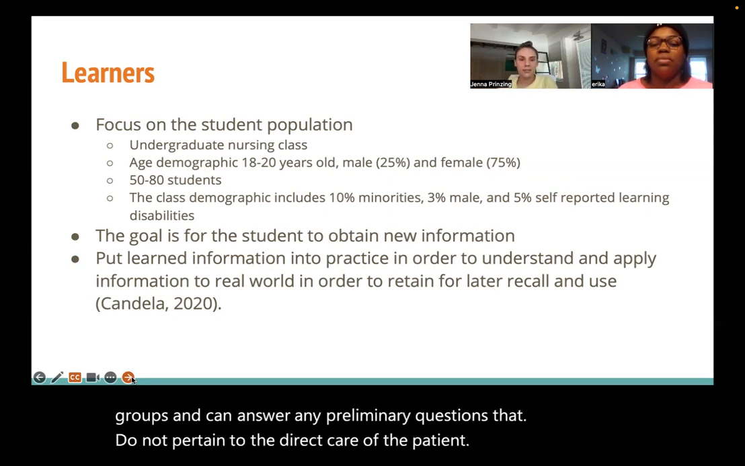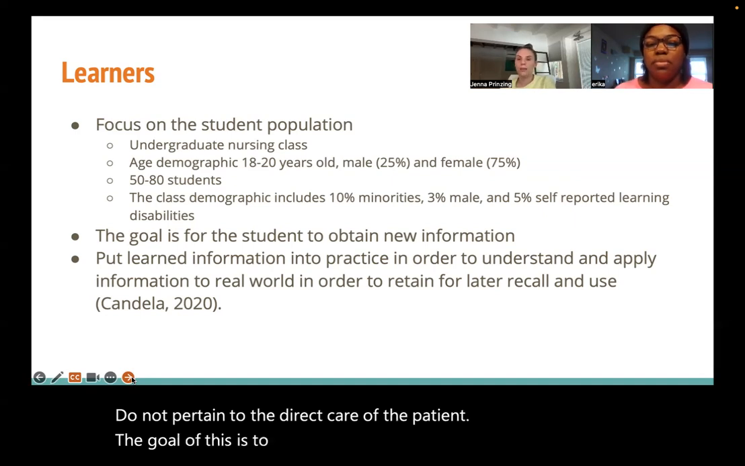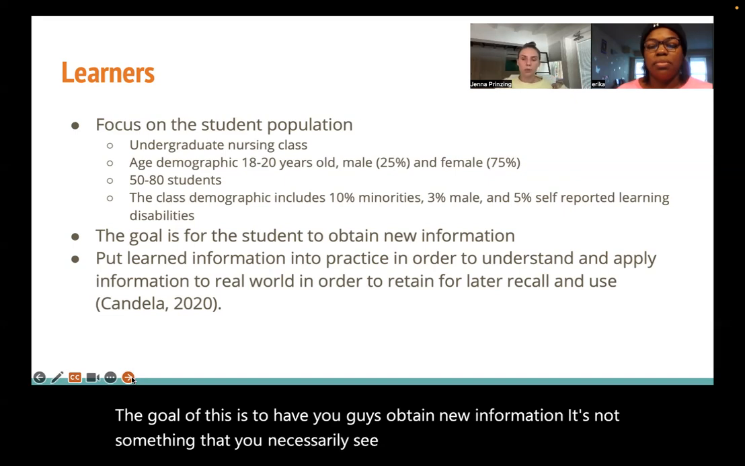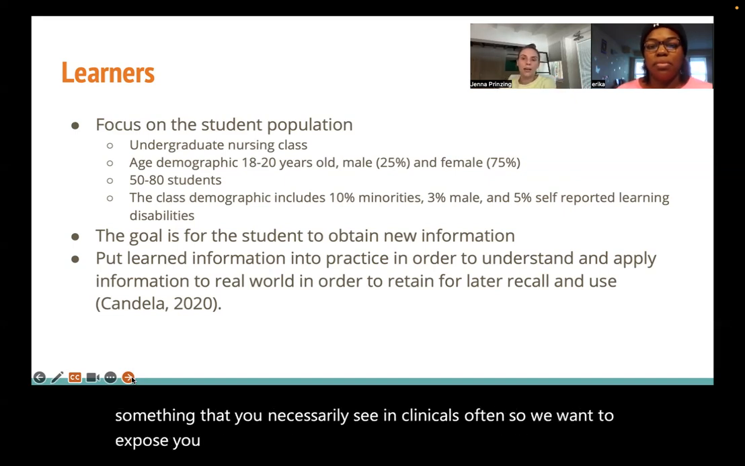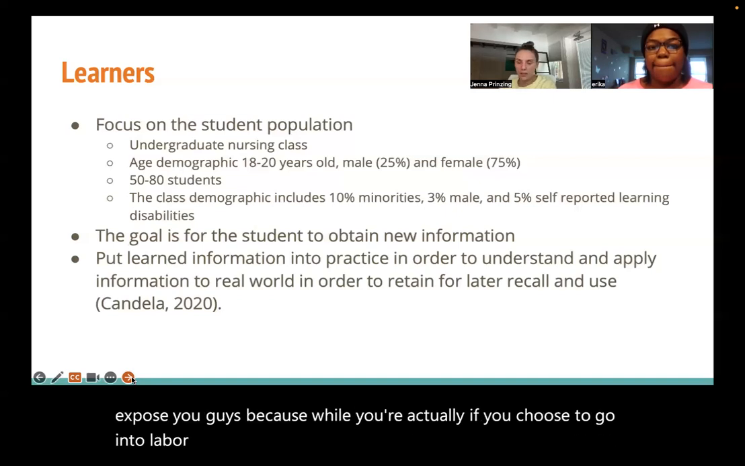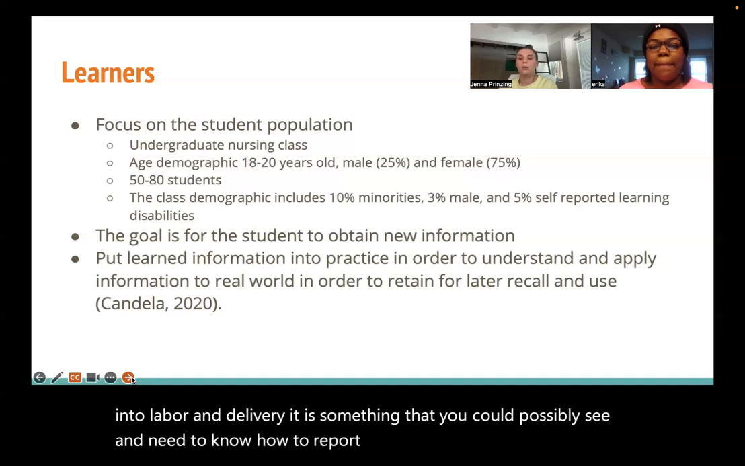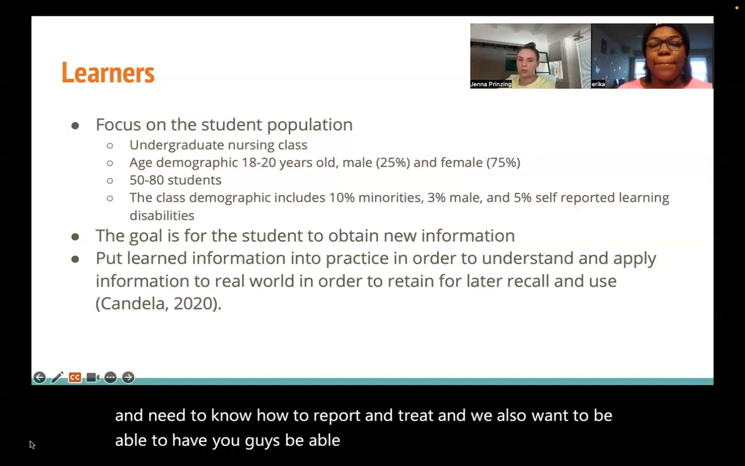The goal of this is to have you obtain new information. It's not something that you necessarily see in clinicals often. So we want to expose you because if you choose to go into labor and delivery, it is something that you could possibly see and need to know how to report and treat. And we also want you to be able to apply this information in the real world.